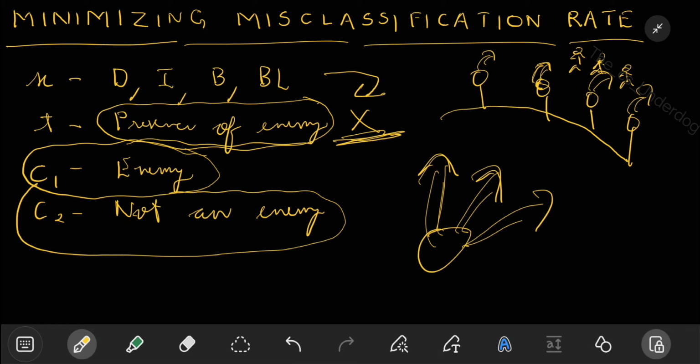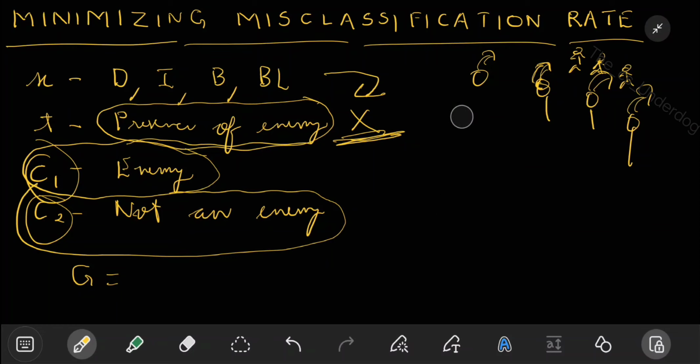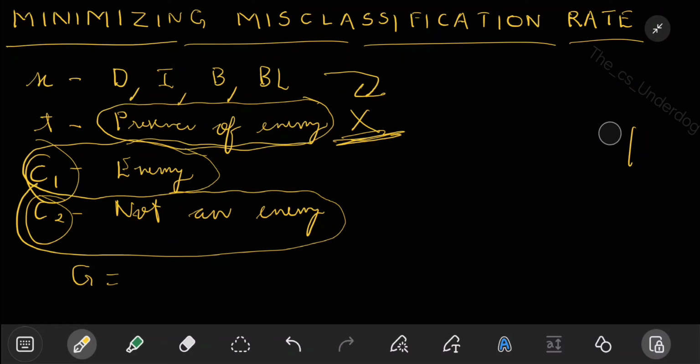So what is our goal? Goal is to make as few misclassifications as possible. And the decision rule that you will use is to assign X into one of the classes, C1 and C2. This is what you are going to do. The first thing we'll do is, when you assign it into C1 and C2, you are in effect dividing your input space.